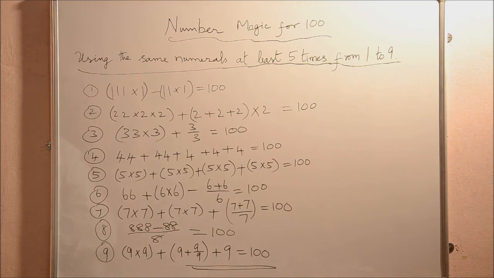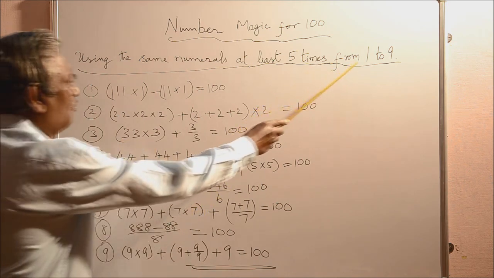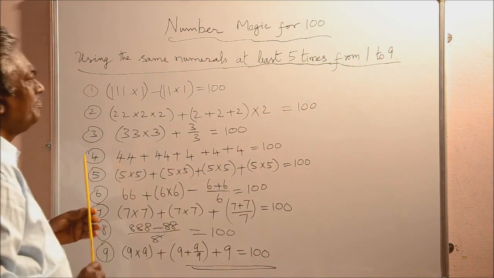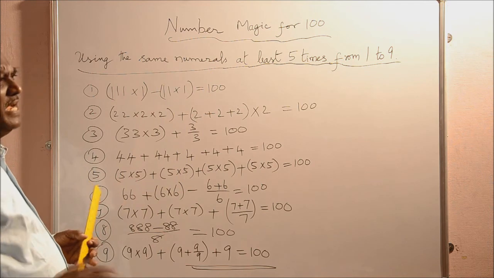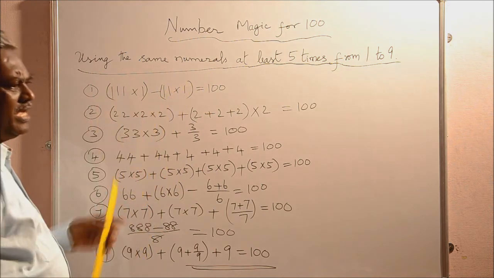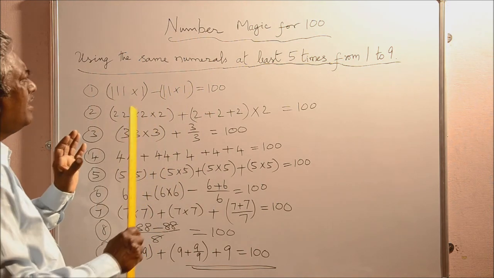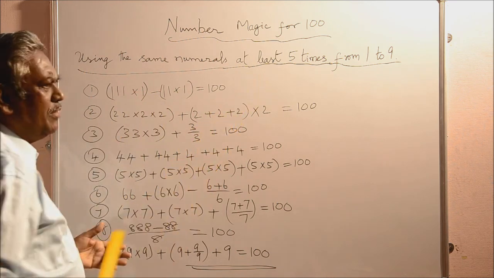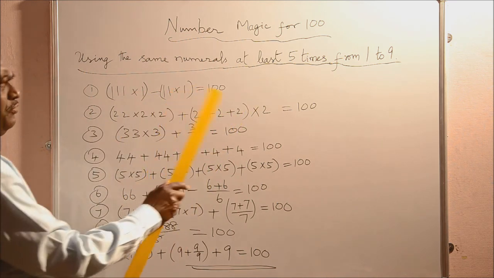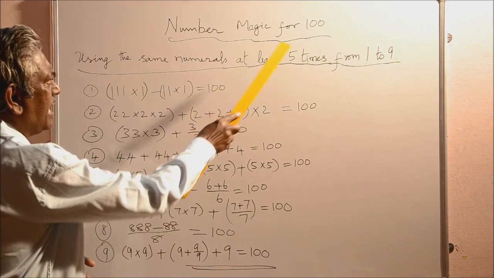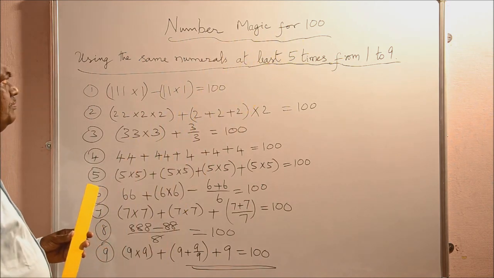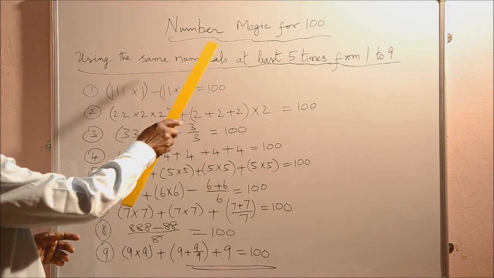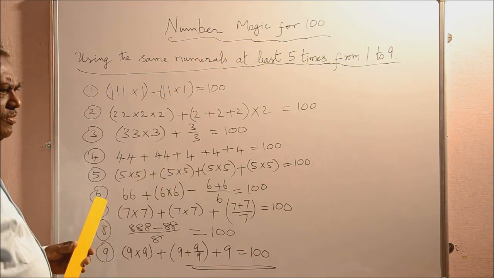Dear friends, now we are going to use the numerals from 1 to 9 repeatedly, at least 5 times. The same numeral you have to take, and you can repeat the numerals, but it should be at least 5 times. Minimum 5 times you have to use them to make a number 100. So that is why I have given the title as number magic for 100.